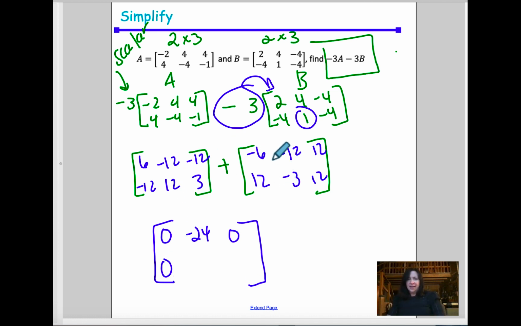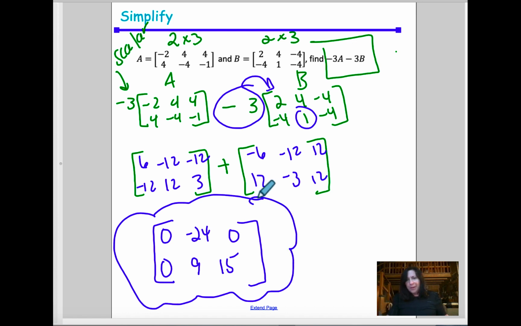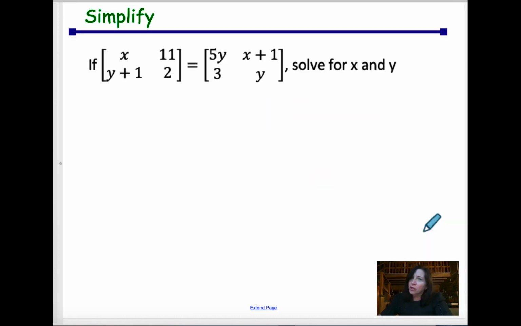12 plus negative 3 is 9. And 3 plus 12 is 15. And so therefore, this final matrix is negative 3a minus 3b. So it's not hard, it's just a little tricky. Now this one is a little different.